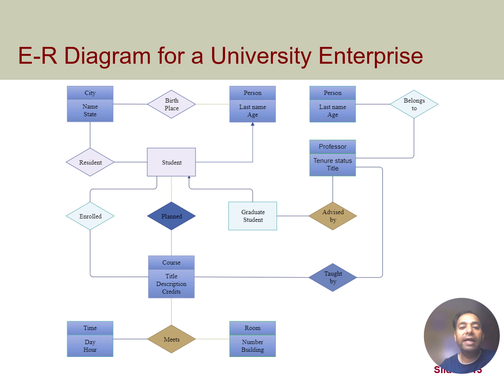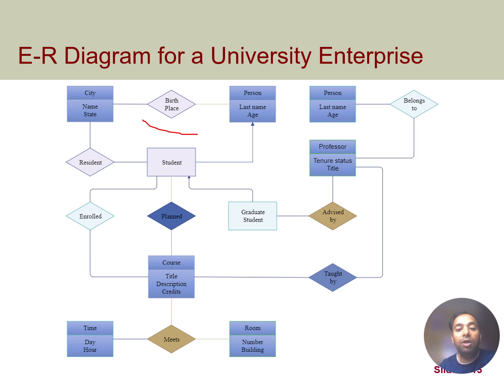Course has attributes like title, description and credits, linked to student and graduate student through enrolled and planned, linked to professor through taught by. Next we have room with attributes number and building. Next entity is time, having attributes day and hour. So what are the relationships we have here? First relationship is birthplace. Connects person to city, suggests where the person was born.